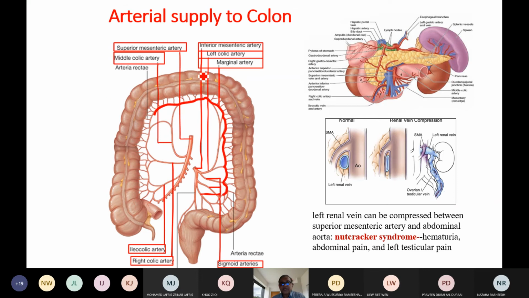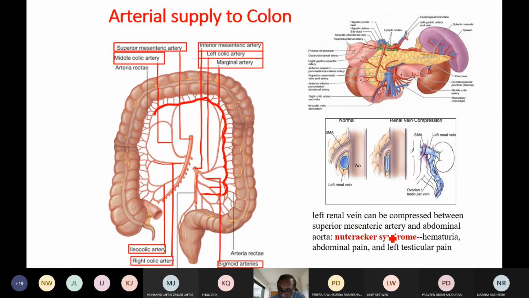So if you can see here, this is the superior mesenteric arterial system. This is the ileocolic artery. This is again the right colic artery. This is the middle colic artery. This is the inferior mesenteric system, left colic artery, sigmoidal artery. This is the superior rectal, the last branch, and this channel which is helping collateral circulation is the marginal artery.